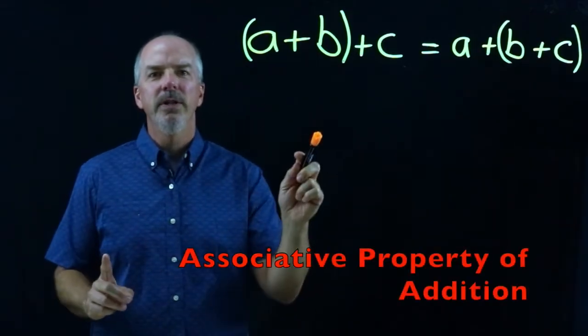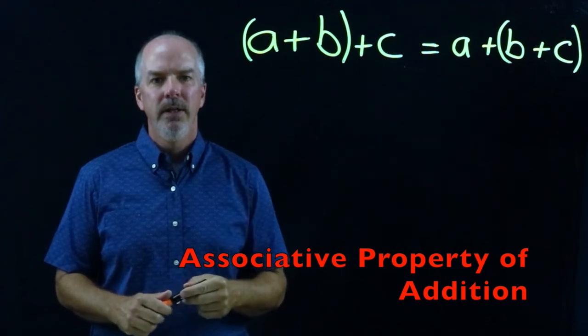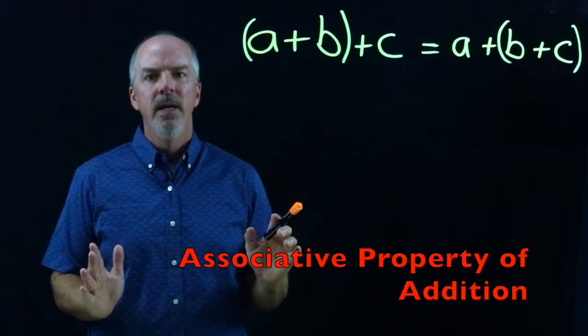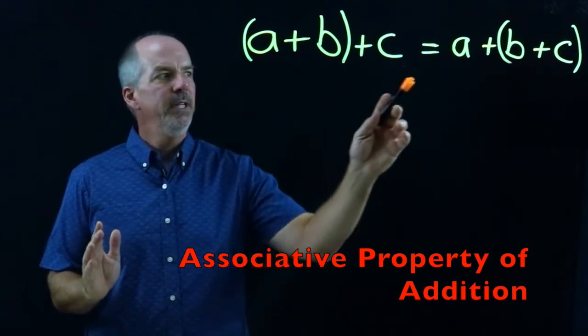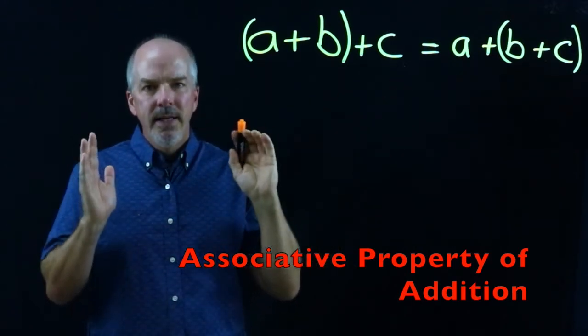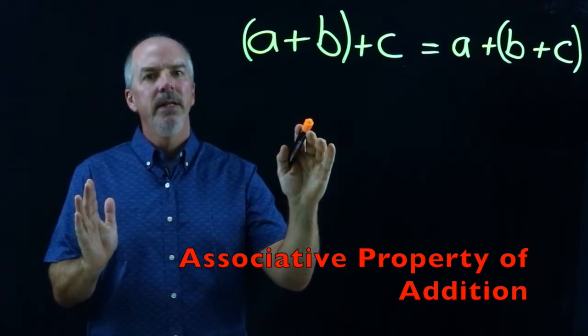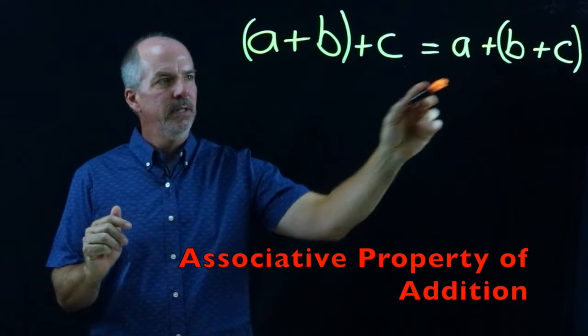Hello! In this video we're going to talk about the associative property. The associative property has to do with grouping. Okay? And the associative property for addition states that grouping, the order of the grouping, does not affect the outcome. So let's look at this example right here.